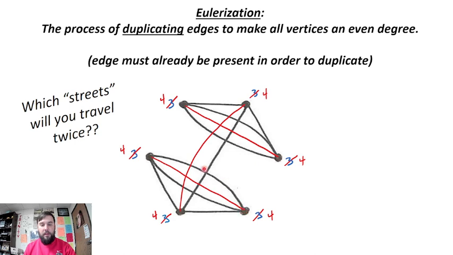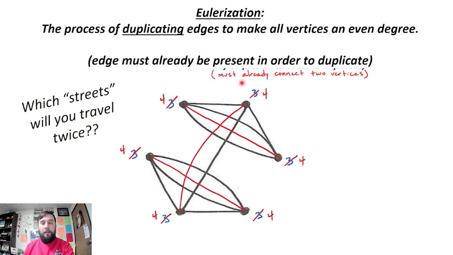I duplicated this edge here, and so I drew in that one, and it changed these two vertices that had a degree of 3 to now have a degree of 4. Now all my vertices have a degree of 4, hence I have Eulerized the graph. And I can start anywhere, I can start right here, and I can travel down every street exactly once and get back to where I started. Okay, I won't actually do it, but you get the point.